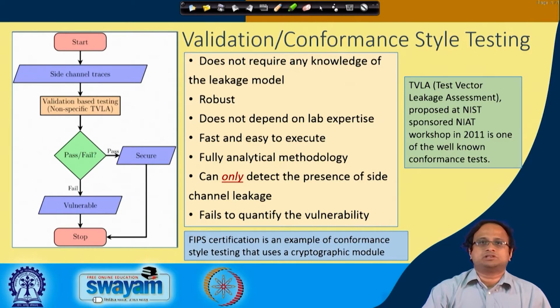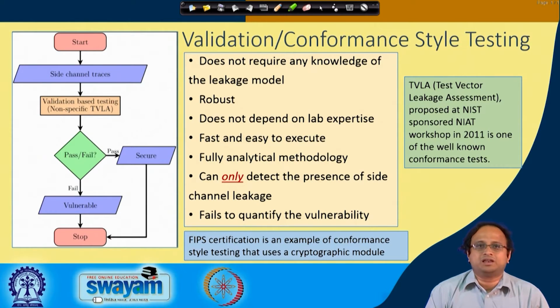Now, after having an overview of the first standard, we will look into what is called the fifth certification strategy. This is again what is called validation or conformance style testing, as opposed to evaluation style testing. Here we assume that the attacker does not know or does not require any knowledge about the leakage model. In some sense it is black box testing. It is robust and depends less on lab expertise, and it is quite fast and easy to execute.